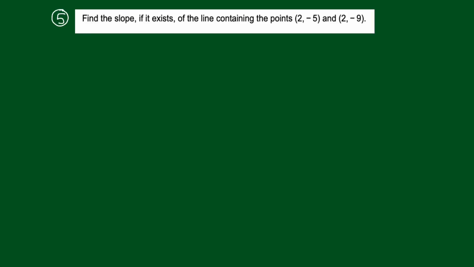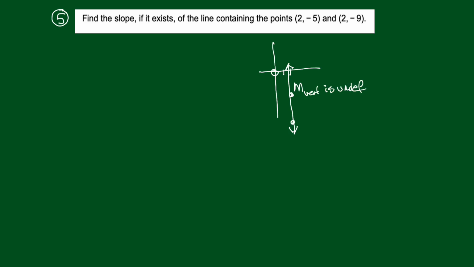Let's find the slope of the line that passes through these 2 points here. Over 2, down 5, and then over 2, down 9. You know what? If we just get kind of a picture of this, here's what we're going to do. Here's the origin. We're going to go over 2 and then down 5. Then we're going to go over 2 and down 9. I think we're going to get a vertical line, and the slope of a vertical line is undefined.